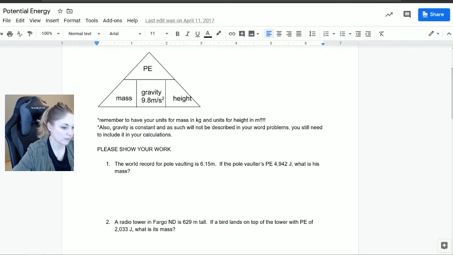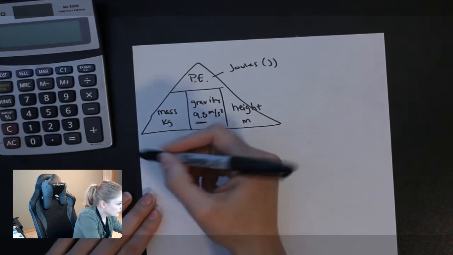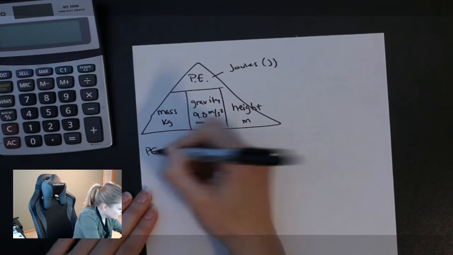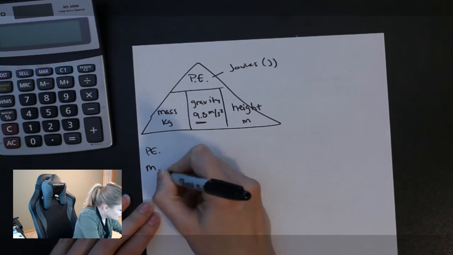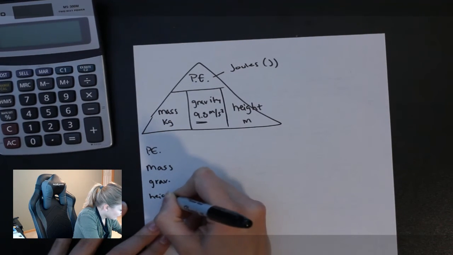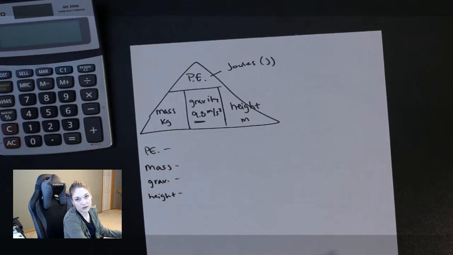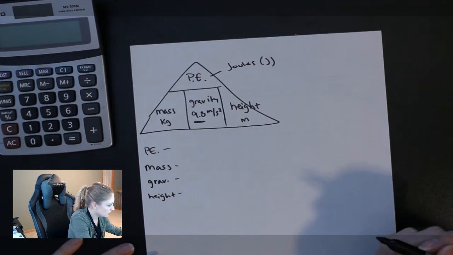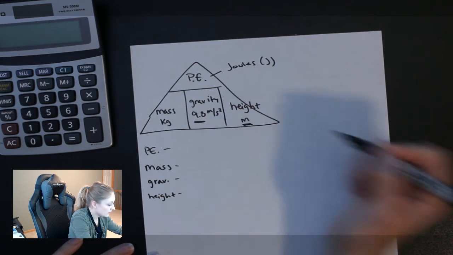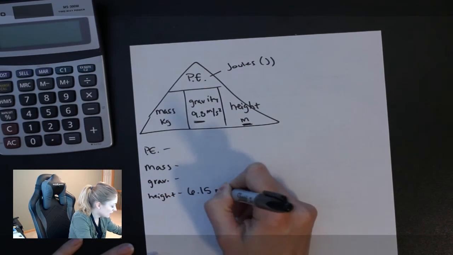Let me go back over to my camera here. Cool. So what I like to do is list out each variable. So we have potential energy, mass, gravity will always be the same, but I will list it, and height. And I just want to know what information they give us in the problem. So if I look back, it tells me that the world record for pole vaulting is 6.15 meters. And so since it's in meters, I know that that is our height. And so I'm going to record that as 6.15 meters for height.